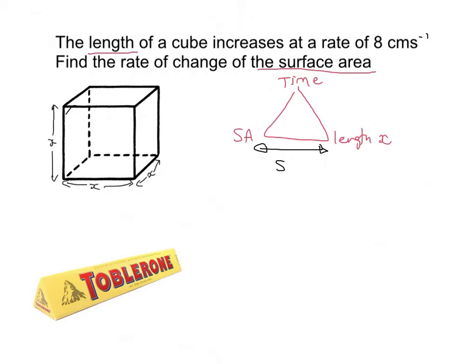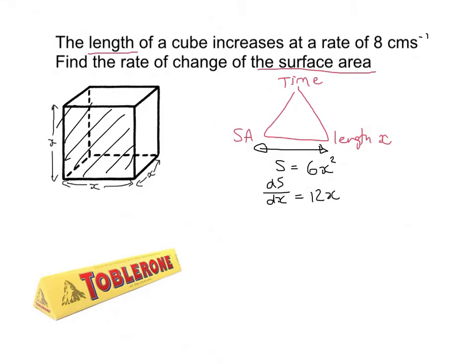Each face of the cube has an area of x squared, and there are 6 of them, so the surface area is 6x squared, and then we differentiate. ds by dx equals 12x, and we did that on our own. Okay, what information are we given in the question?